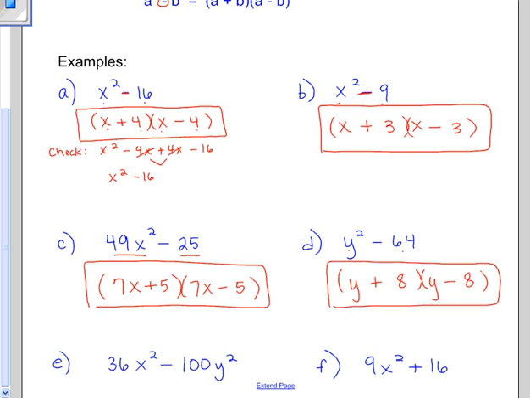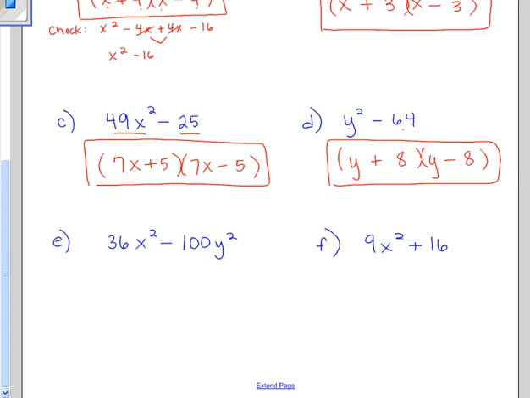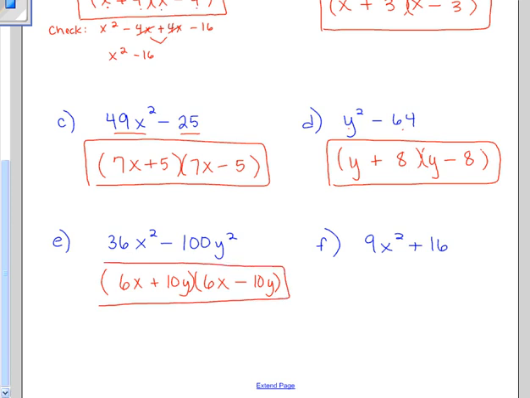Okay, if I look at problem E, 36x squared is a perfect square, and 100y squared is a perfect square. The square root of 36x squared is 6x. The square root of 100y squared would be 10y. One sign positive, one sign negative. So 6x plus 10y times 6x minus 10y.